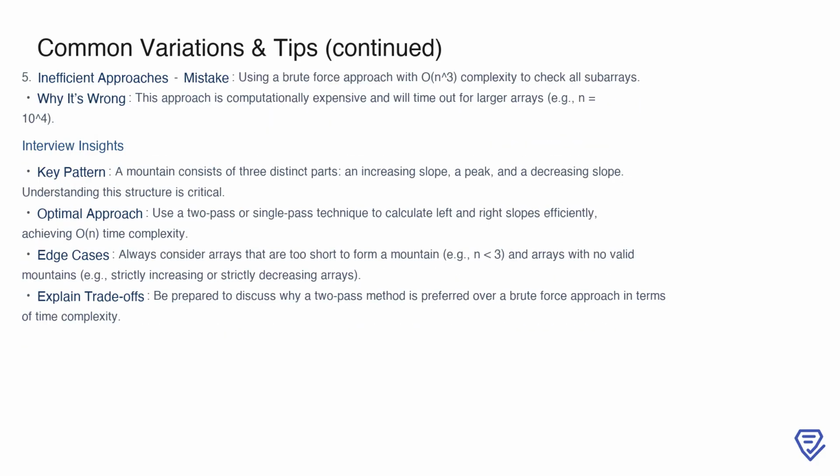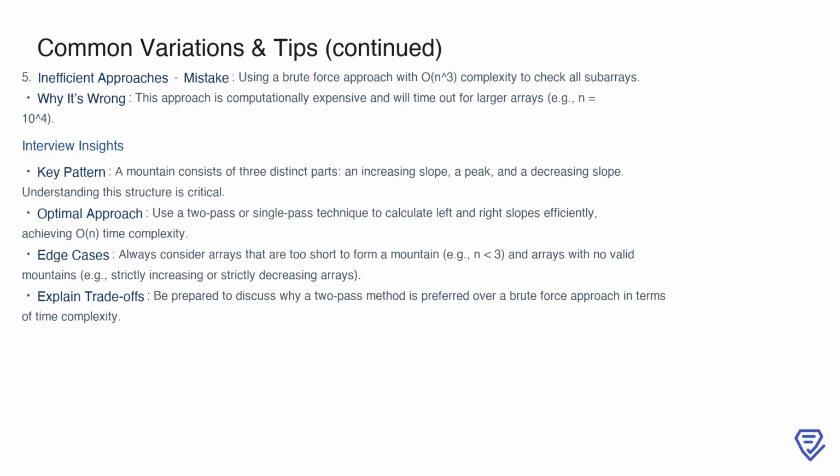Another common pitfall is relying on inefficient approaches like brute force, which checks every possible subarray. This can result in an n-cubed time complexity, making it infeasible for larger arrays, such as those with tens of thousands of elements. Instead, understanding the key pattern of a mountain is essential. It consists of three distinct parts: an increasing slope, a peak, and a decreasing slope. With this structure in mind, you can implement more efficient solutions. For instance, a two-pass or single-pass technique allows you to calculate the slopes efficiently, reducing the complexity to n.